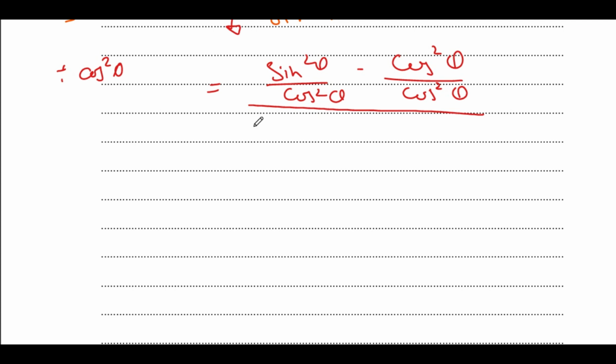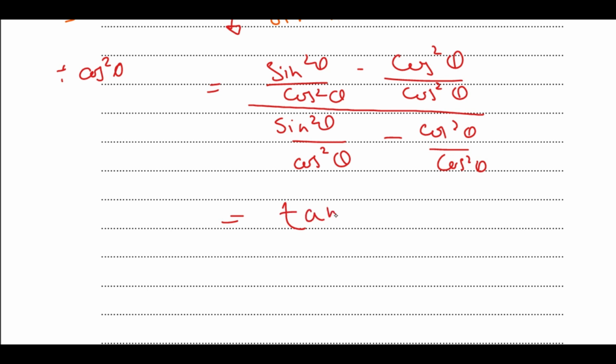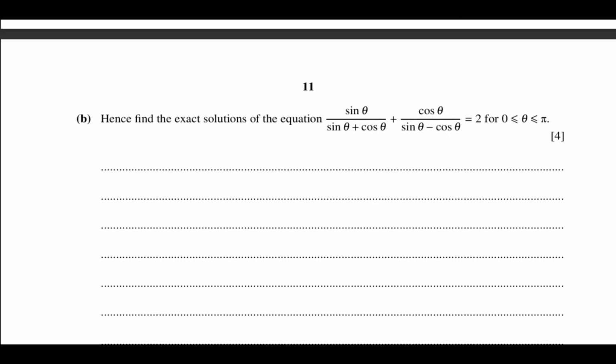At the end we will have sin square theta over cos square theta minus cos square theta over cos square theta. It will become tan square theta minus 1, plus tan square theta plus 1, and tan square theta minus 1 will be cancelled out. So that was our right hand side.